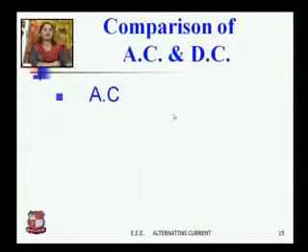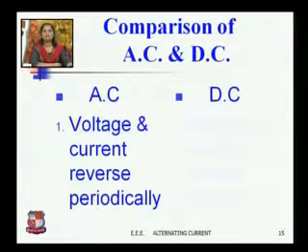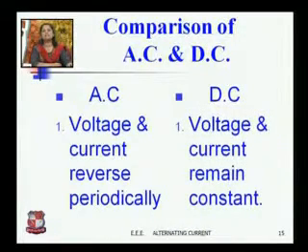Okay, now after discussing the basics of alternating current and direct current, we compare the alternating quantity and the direct quantity. So first of all, AC. AC voltage and current reverse periodically, as we showed in the earlier diagram, that the voltage or current of an alternating quantity changes with respect to time. But when you consider DC, the voltage and current for a DC quantity always remain constant whatever the time.